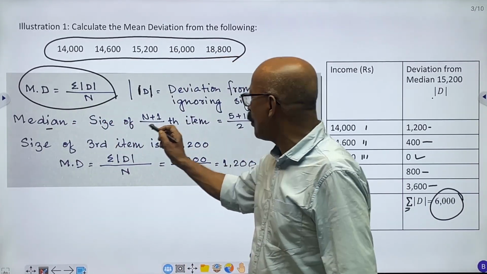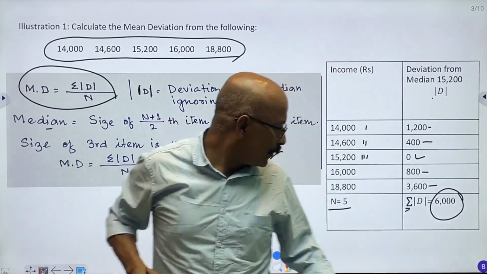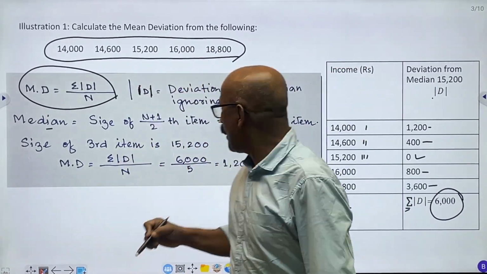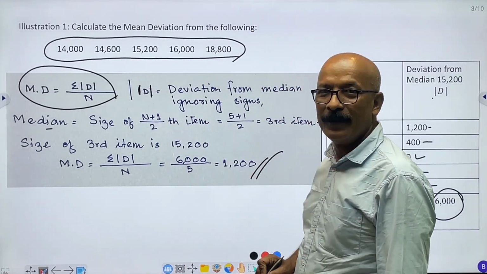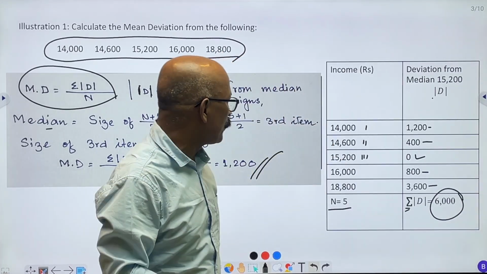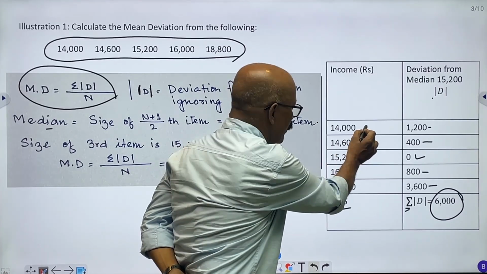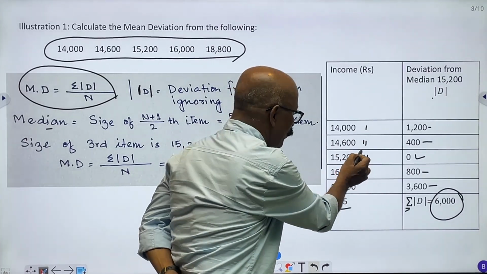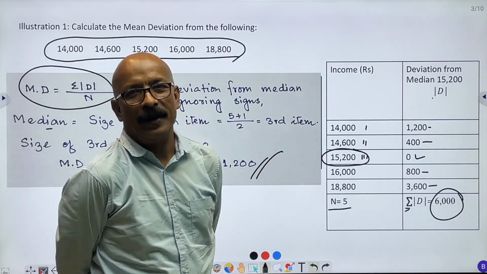Median is equal to the size of (n plus 1) by 2 item. That means n is how much? 5. So (n plus 1) by 2 is 6 by 2, that is the third item. If we count the third item from this level, this is first, this is second, and this is third. So the value of median will be 15,200.